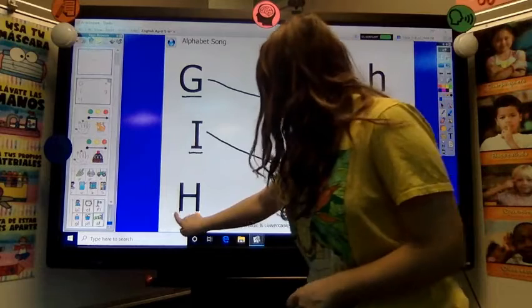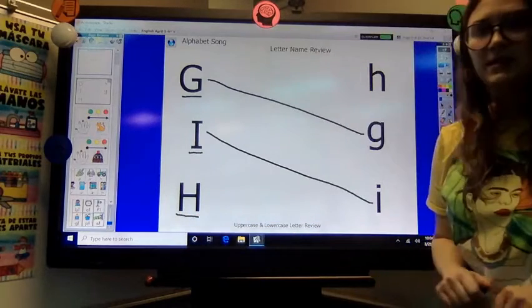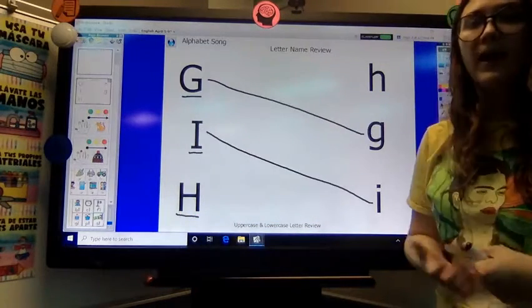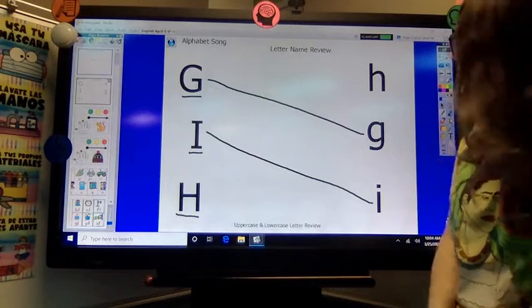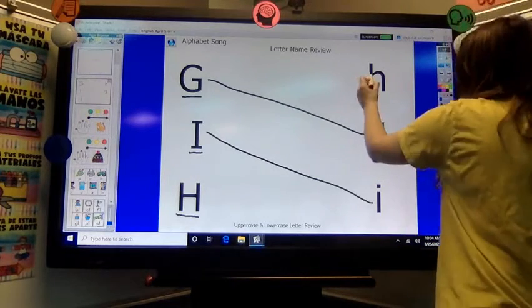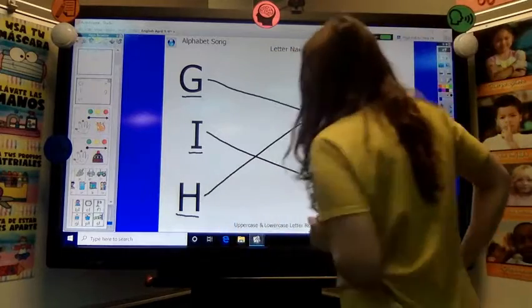Now we have one more letter here. What's this letter called? H, great. And where do we see that lowercase h? Up at the top, great. So I can connect our lowercase to our uppercase.